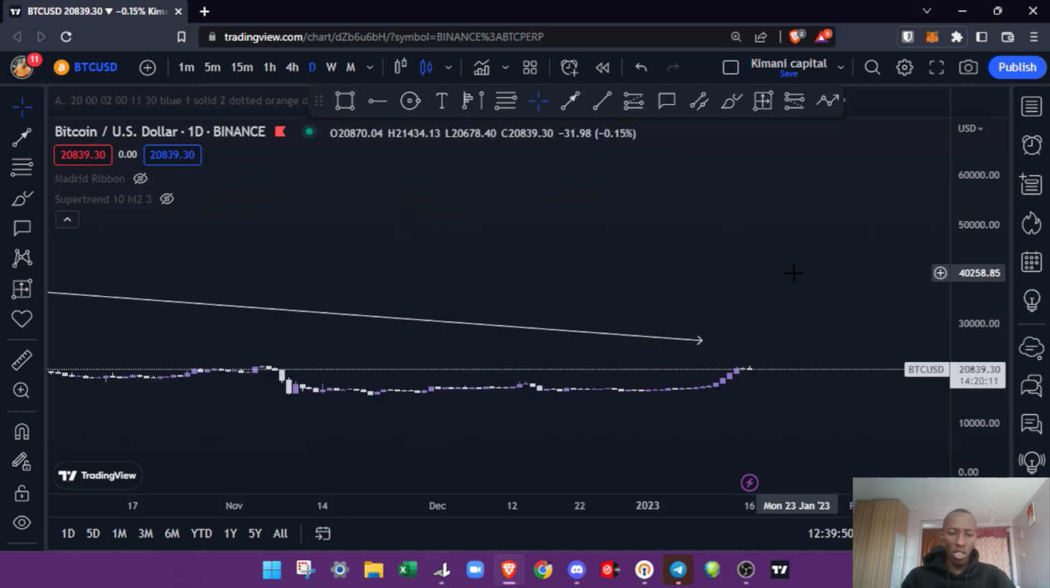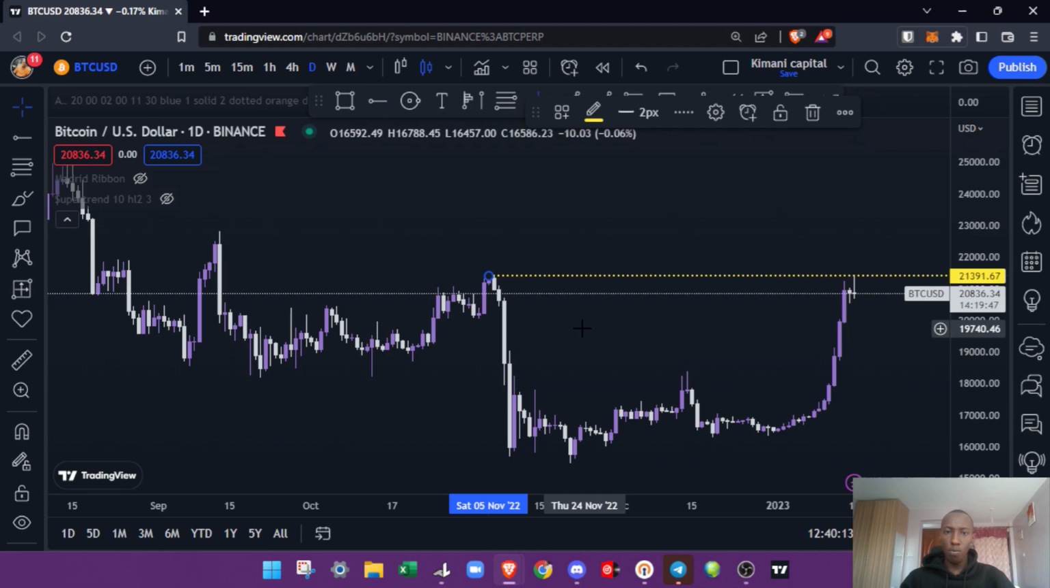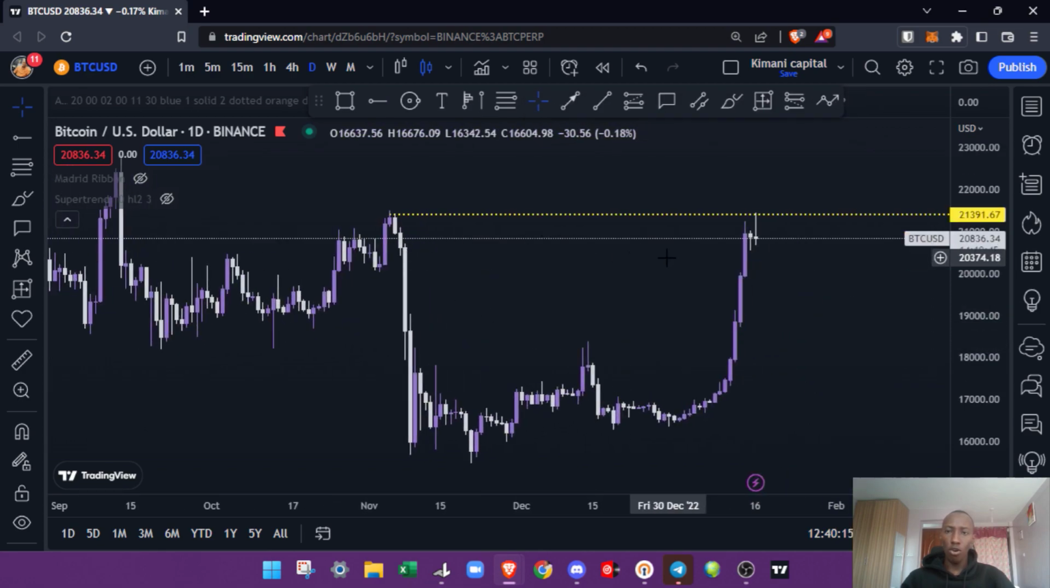We go now to the daily, and when I zoom in, you can see this trend very clearly. We have been making consistent lower lows, lower highs, lower lows, and then we just changed that trend by having this bull market here. You can see we are almost breaking these highs. We almost formed equal highs.